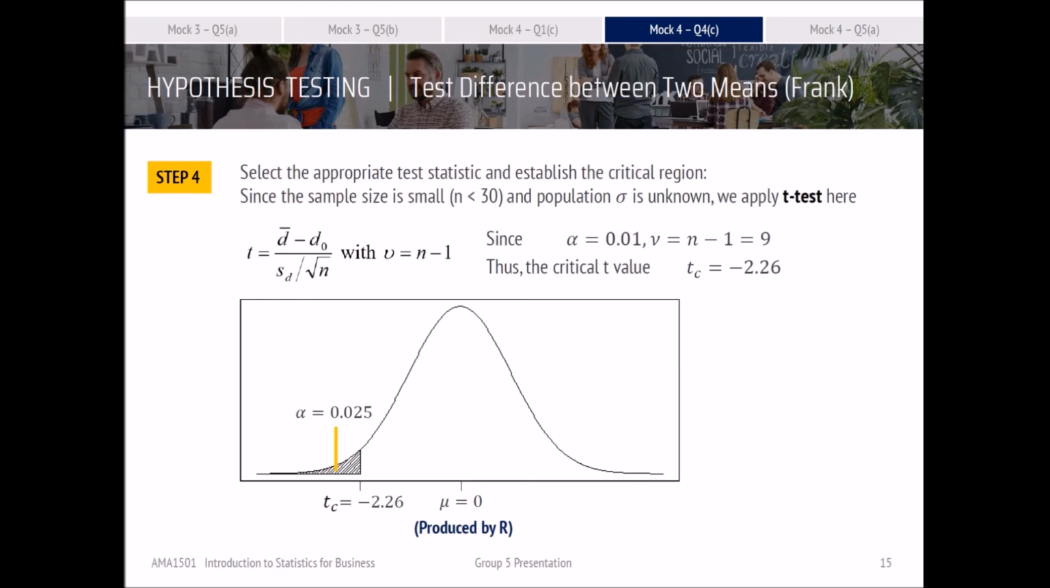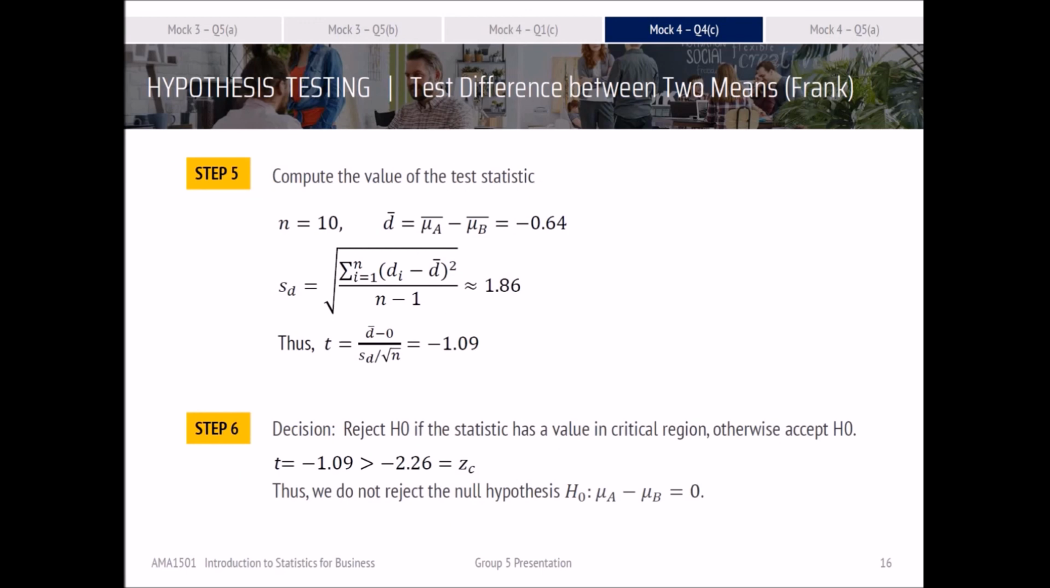Since v is equal to the sample size minus 1, it's equal to 9. So the critical t value is equal to negative 2.26. Next, we found that the mean of differences between these two samples is equal to negative 0.64. Also, the sample standard deviation of differences between two samples is about equal to 1.86. So we can find the test statistic is equal to negative 1.09.